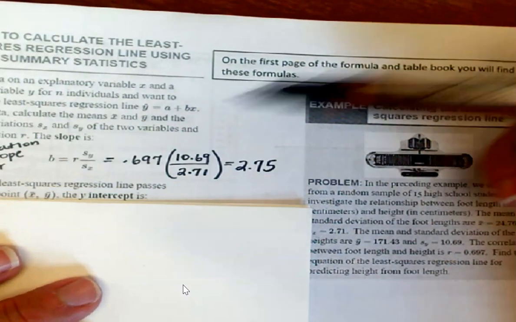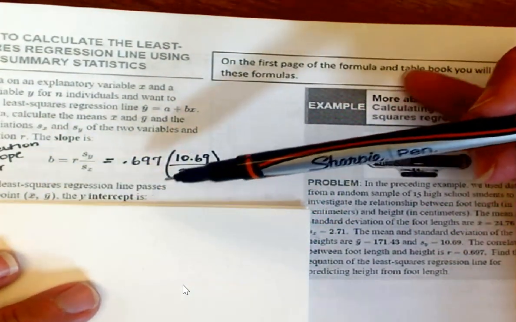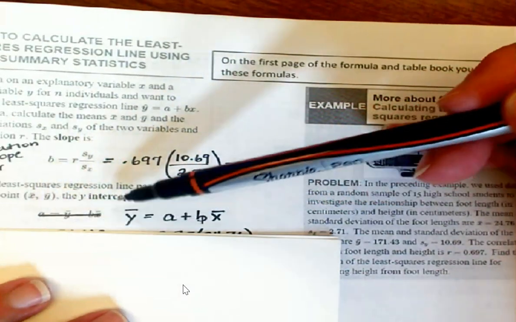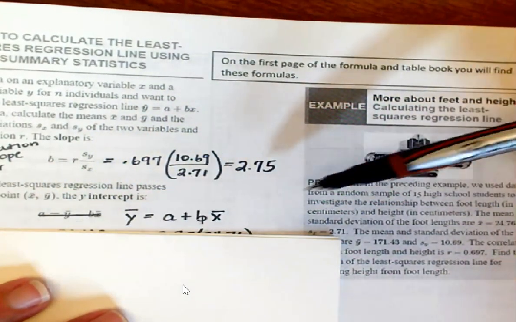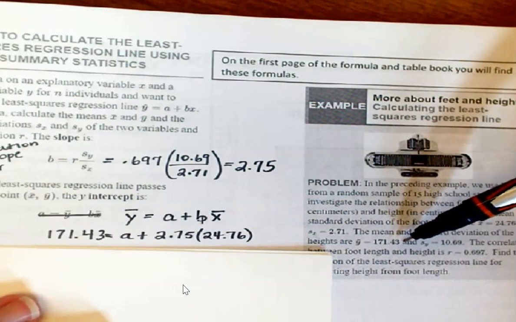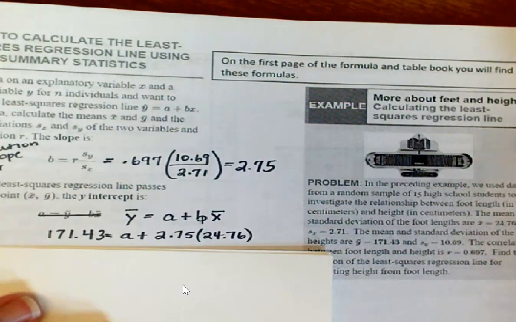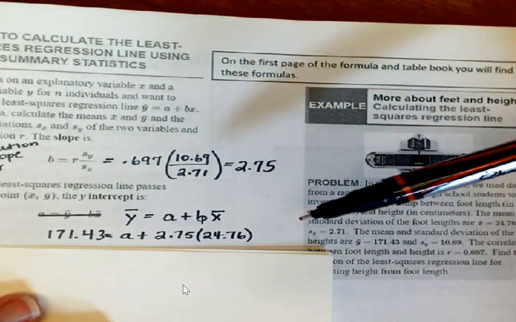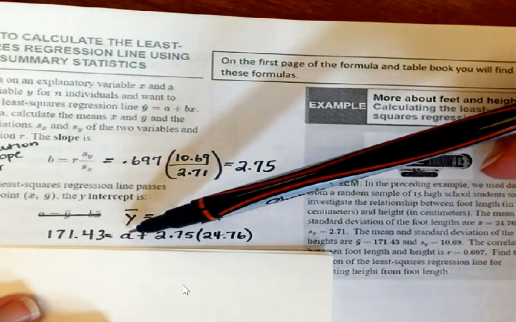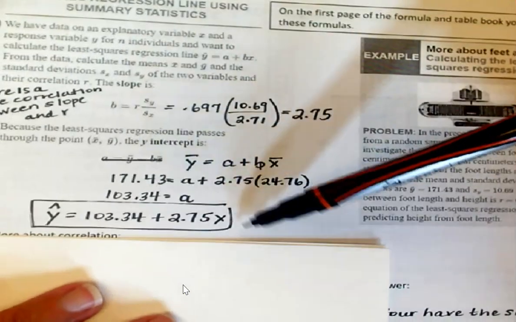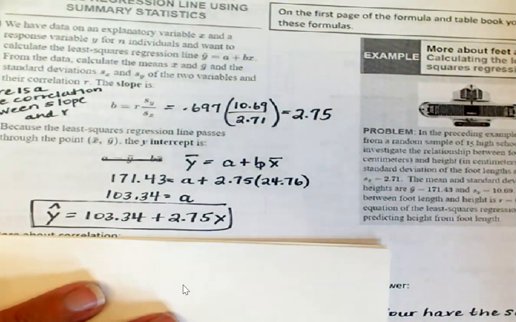Because the least squared regression line passes through the point x bar, y bar, to find the y-intercept, this is the formula the book gave, and I just sub into this formula. So we knew what y bar was, 171.43. We don't know the y-intercept. Anytime you write an equation, you need to know two things, the slope and the y-intercept. So we found the slope first, and then you need the slope to help you find the y-intercept. So I substituted in y bar, x bar, the slope, and then I solved for a. So there is the equation for the least squared regression line for predicting height from foot length. And again, those formulas are given on the formula sheet.